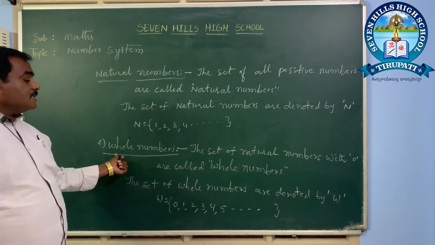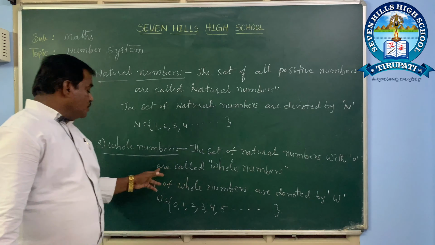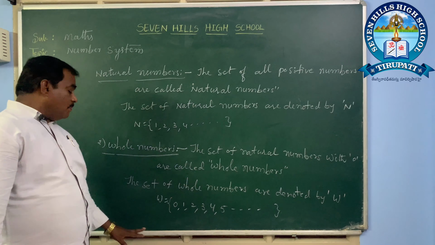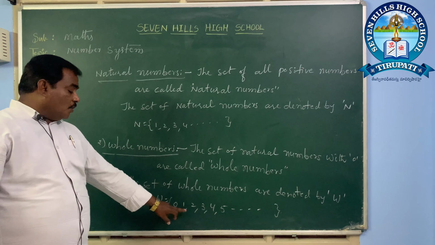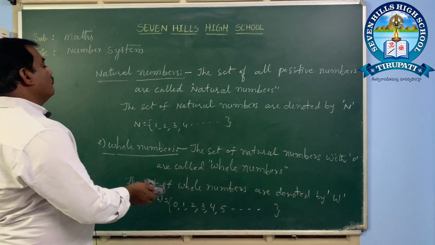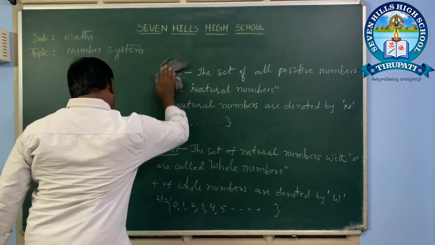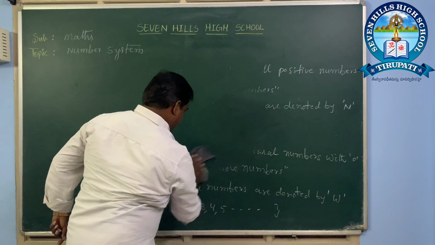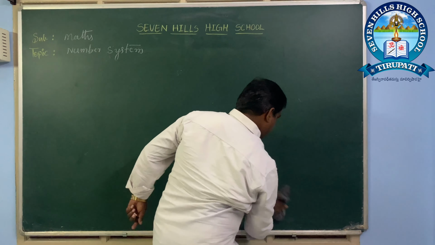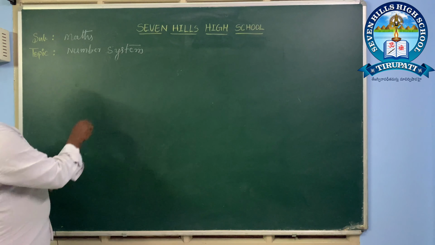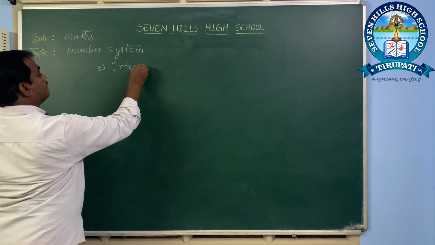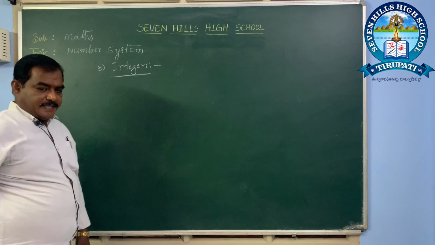So what is meant by whole numbers? The set of natural numbers with 0 are called whole numbers. The set of whole numbers are denoted by the letter W. W is equal to 0, 1, 2, 3, 4, 5 and so on, like this. Okay, now we discuss what is meant by integers. Next, the third type, integers. What is meant by integers?